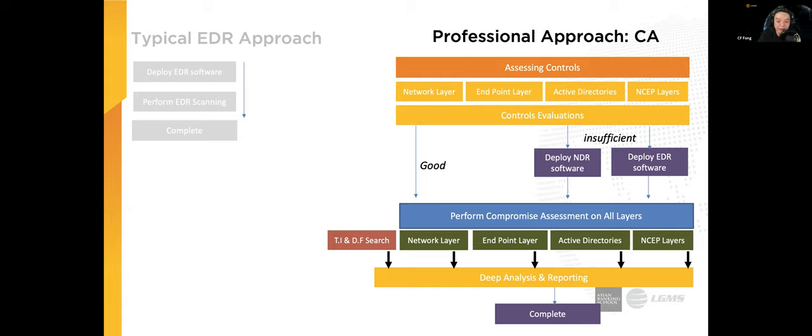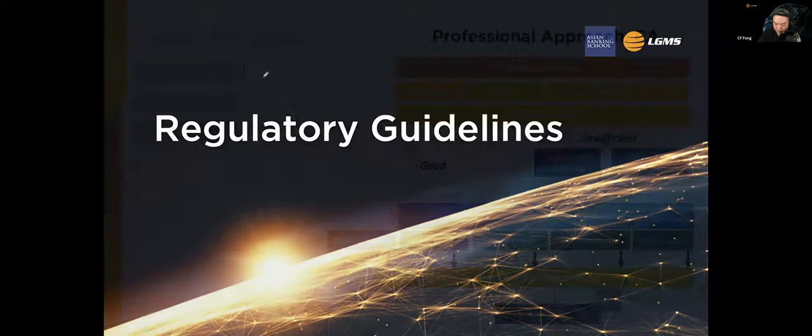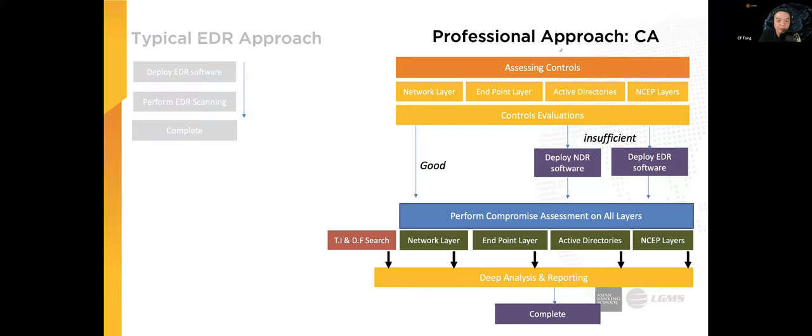Normally, in a compromise assessment exercise, we will be doing this first: we will assess the controls first. We will look at what you have and what you don't have. And whatever you have, are they working effectively or not? Are they configured properly or not? Are they able to detect and respond to any sign of attacks or not? And why did it fail? Why was it not able to detect the earlier intrusion? So we'll be looking at your existing controls first.